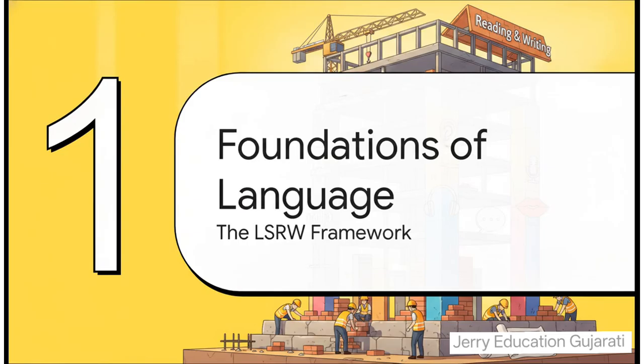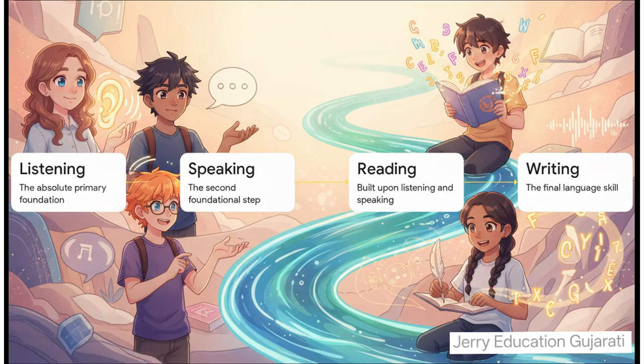All right, Section 1, Foundations of Language Learning. Let's get our groundwork laid. Think of language learning exactly like constructing a house. You can't just slap a roof on without a solid foundation, right? Well, the 4 foundational skills of language learning follow a really strict, universal sequence known as the LSRW framework. Step 1 is listening, Step 2 is speaking, Step 3 is reading, and Step 4 is writing.